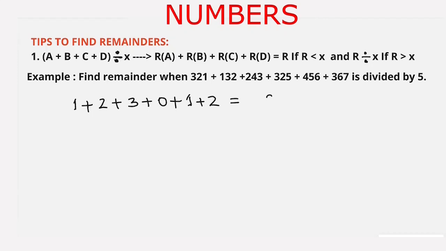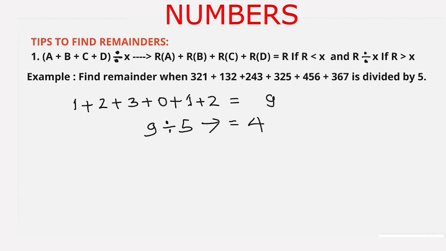So this remainder is 9. And this remainder is greater than 5. So we again divide 9 by 5, and what do we get? Remainder 4. When 9 is divided by 5, the remainder is equal to 4. This way, without adding all these numbers, we can easily find the remainder when the number is divided by 5. Hope you have understood this tip.